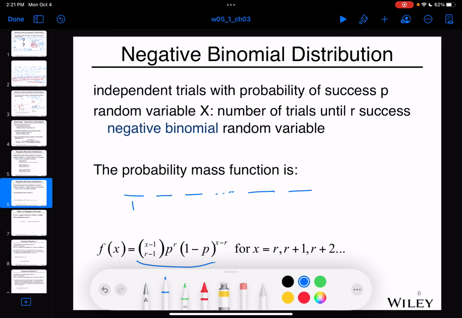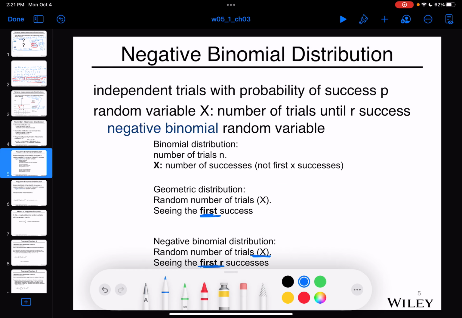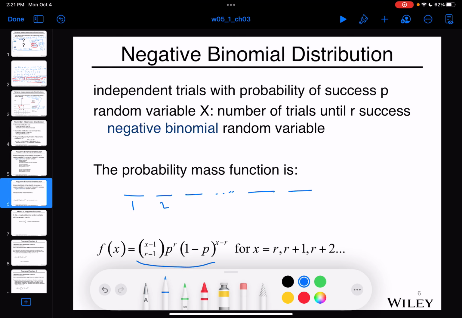you're doing the experiment x times, right? And by the way, they are independent. I don't know if I said it here. Yeah, I didn't say, but they are independent, right? So the trials are independent from each other. So I'm doing x minus 1 and x, right? So I'm doing x trials, right? And I want to have r successes, right?